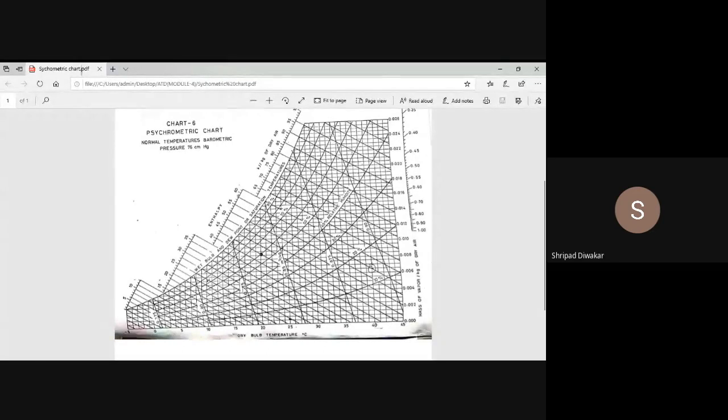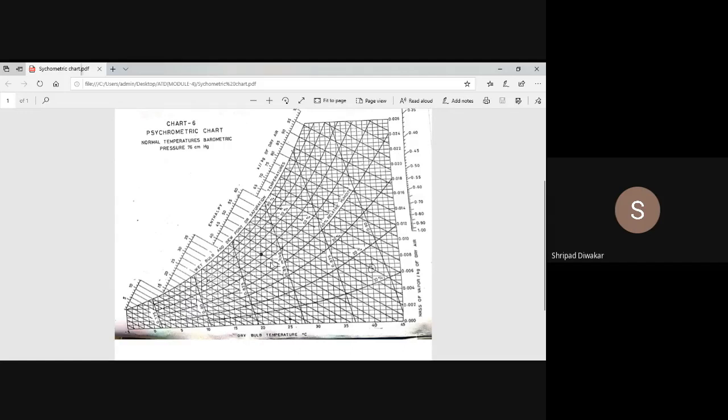0.825 meter cube per kg is your specific volume. One is relative humidity is 20%. Specific volume is 0.825 because that intersection point is very close to this inclined line. You see, this inclined line is your specific volume line.